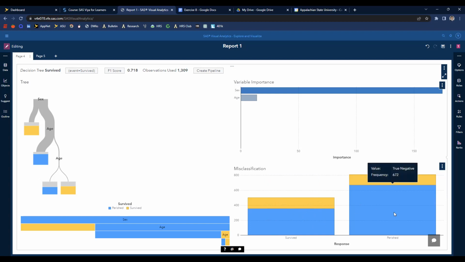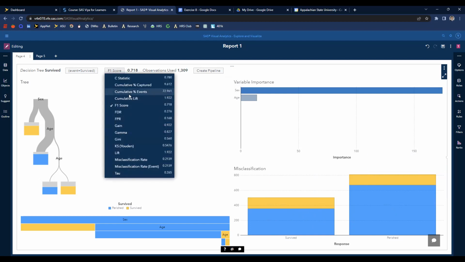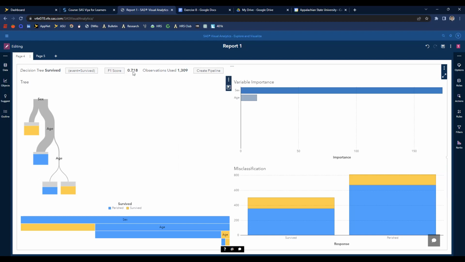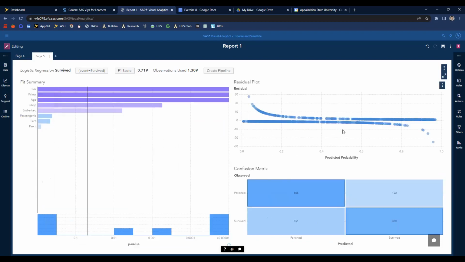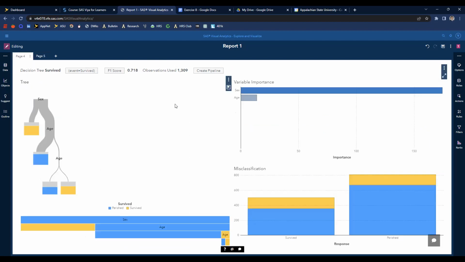Under perished, it looks a little bit better. We have a 672 true negative, and then a false positive, only 136. And then finally, the F1 score can be found up here along with multiple other types of data. We can see it's 0.718. And if we were to compare it to the confusion matrix found within the textbook here, the logistic regression, we can see that the F1 score is very, very similar. So we're looking at the correct data, and these numerical values are accurate and precise.